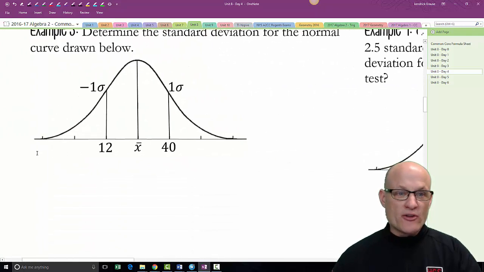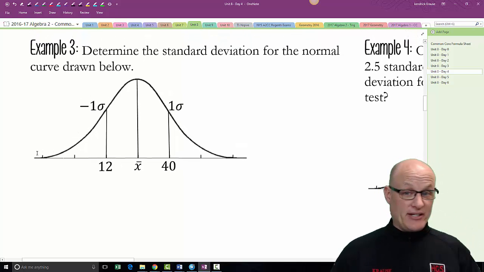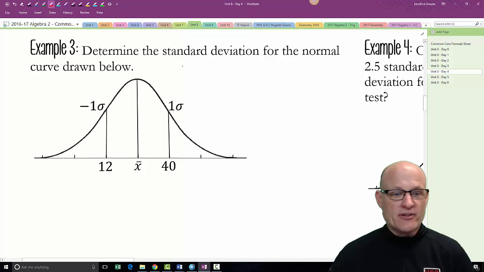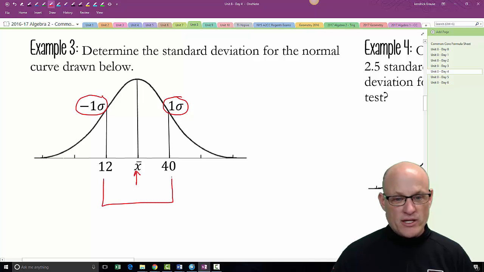This part of it's a little bit tricky. This one says determine the standard deviation and the mean. I should say, what is the standard deviation and the mean for this normal distribution? So notice I'm telling you we went down 1 standard deviation and we went up 1 standard deviation. So right here in the middle should be something in between these two. So let's see, the difference between those two is what? 28?